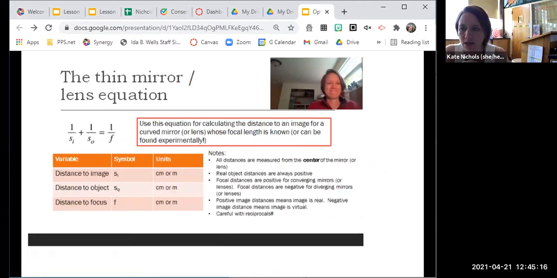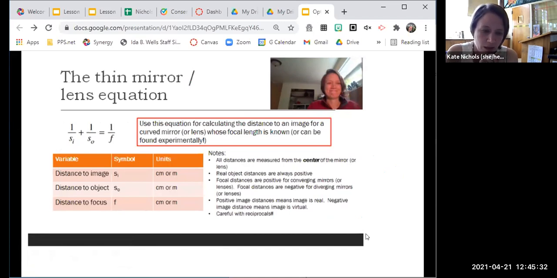Maybe I should have put this slide in a different order, but at this point in the original lecture series, I taught this equation, this thin mirror equation, because I wanted you to be able to do some calculations with it. And I think we've already talked about this equation, so I'm not going to go into the details again.